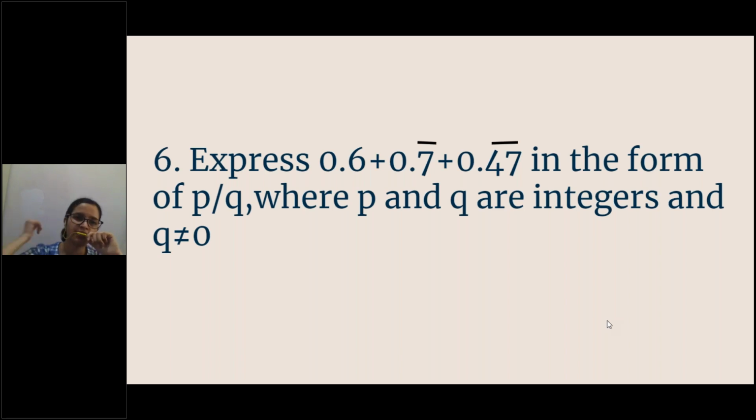Okay, guys. So first, just take 0.6. 0.6 can be written as a fraction as 6 by 10, so leave that as it is. Now solve for 0.7 recurring. There's one digit recurring, so you multiply by 10 and get the fraction. Similarly, do that for 0.47. So now you'll get three fractions. Take the LCM and arrive at a final fraction.